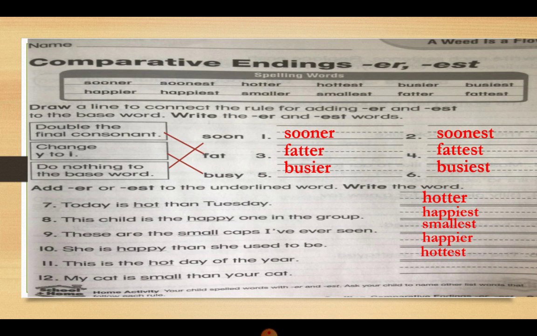The hottest. The last one, my dear students. Number 12. My cat is smaller than your cat. What do we have here? A comparison between one cat and another cat. So in this case, it's a comparative, and I have the word than. So teacher, it's a comparative, so it will be smaller. My dear students, by that, we finished our spelling lesson for today.